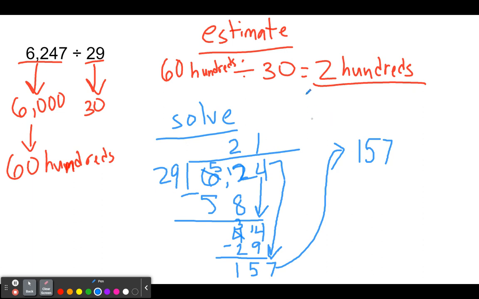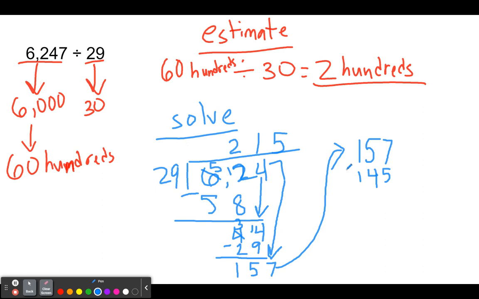Can we divide into 29 groups? And that is going to be about 5. So I'm going to go ahead and put down 5 over here. So if I take 29, multiply that by 5, I did this math a little bit earlier. So if I take 5, multiply that by 29, that's going to give me 145.